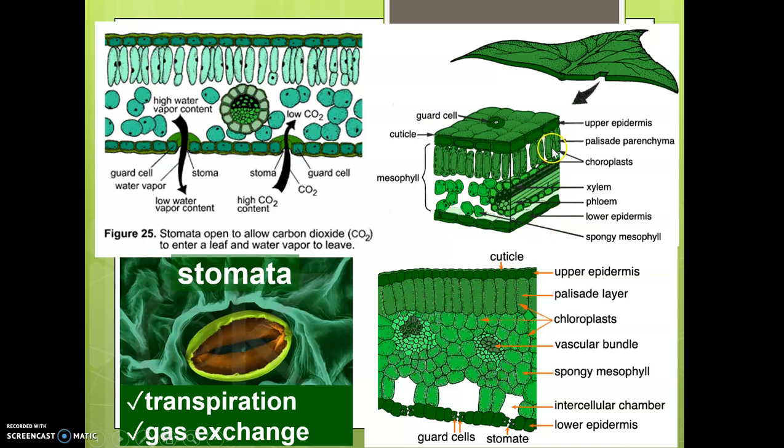Now your chloroplasts are all of these. All of these are your chloroplasts. So that is where photosynthesis is actually going to be taking place. The guard cells just kind of help guard and protect the amount of water coming in and out.